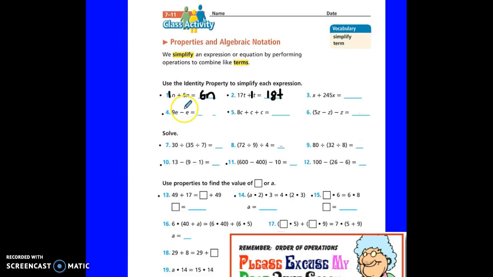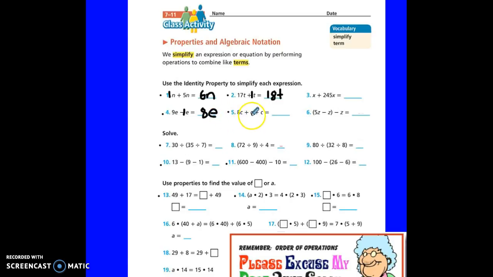All right, let's see how you did. We have 9e minus e, or 1e. So 9e minus 1e, 9 minus 1 is 8. And then I go ahead and make sure I add that e on. And then I've simplified the equation.